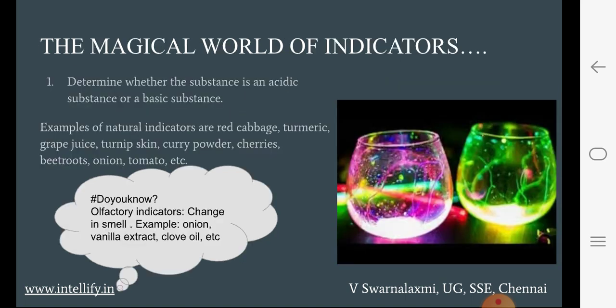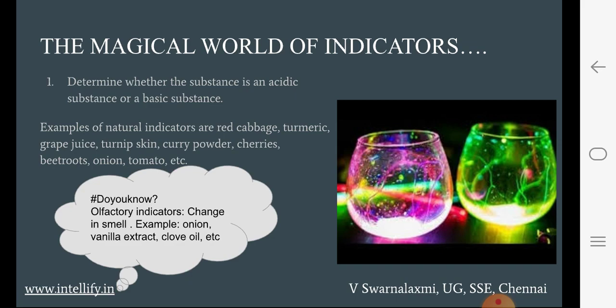So, what are the examples of natural indicators that are known to us? These are red cabbage, turmeric, grape juice, turnip skin, curry powder, cherries, beetroots, onions, tomatoes, etc.